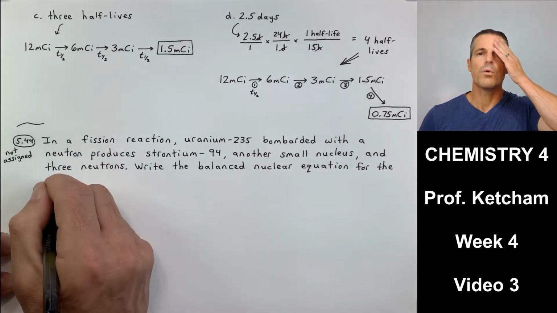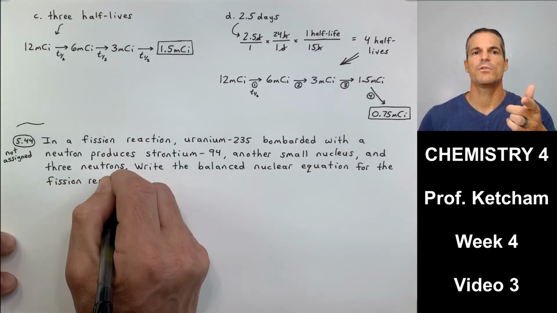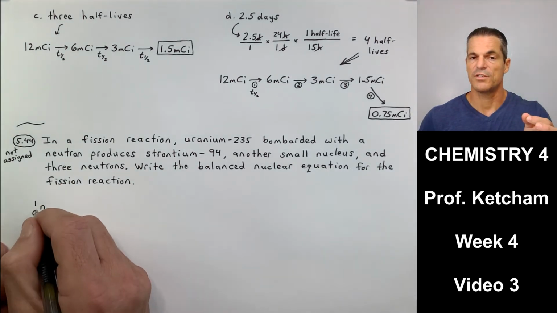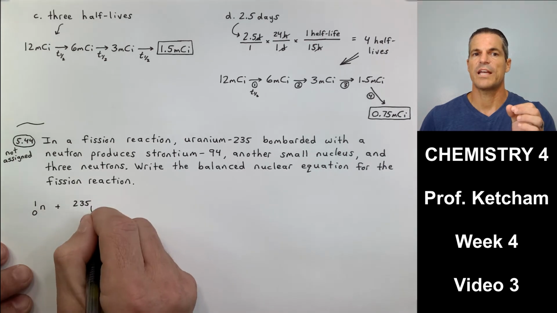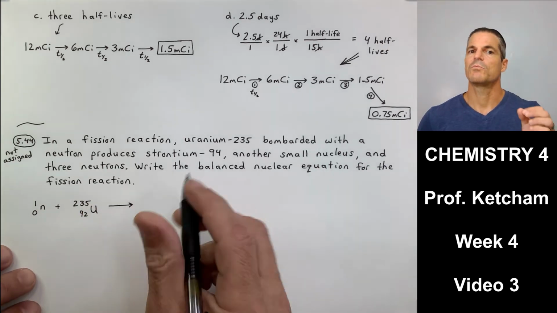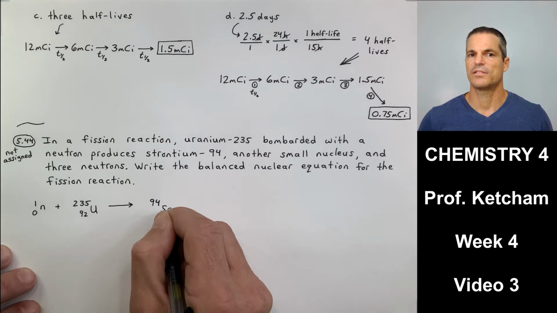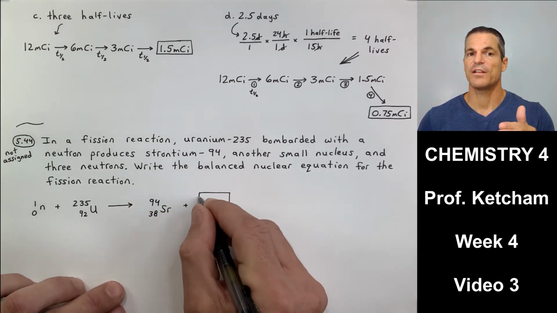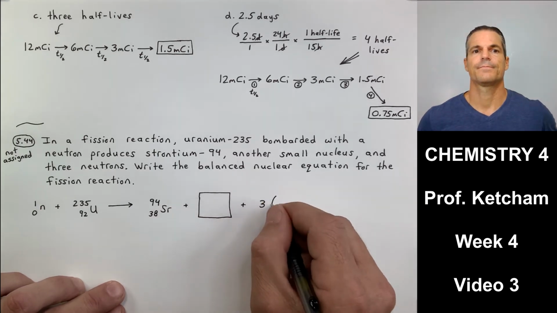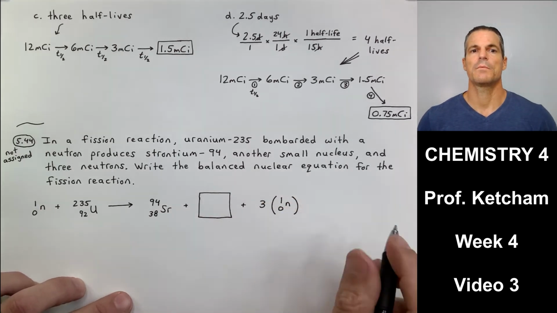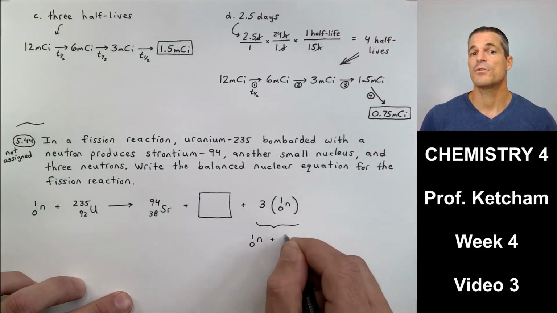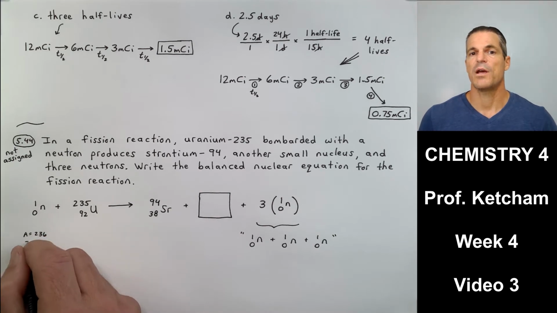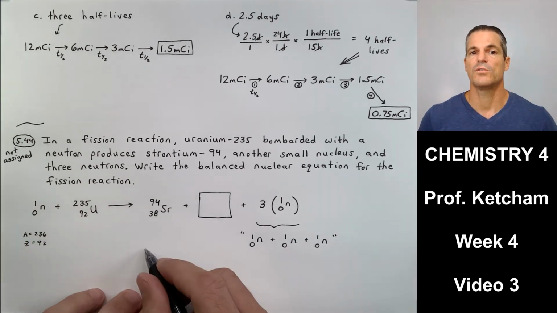All right, so what are we given here? Well, we're given uranium-235. We should probably write that in nuclear symbol notation. We're given strontium-94 as a product. We should probably write that in nuclear symbol notation. If you're wondering where I get the 92 for U and the 38 for Sr, periodic table, right? That's the atomic number for U, atomic number for Sr. It says I get 3 neutrons, so 1 neutron plus 1 neutron plus 1 neutron. It's customary to write 3 in parentheses with the neutrons.